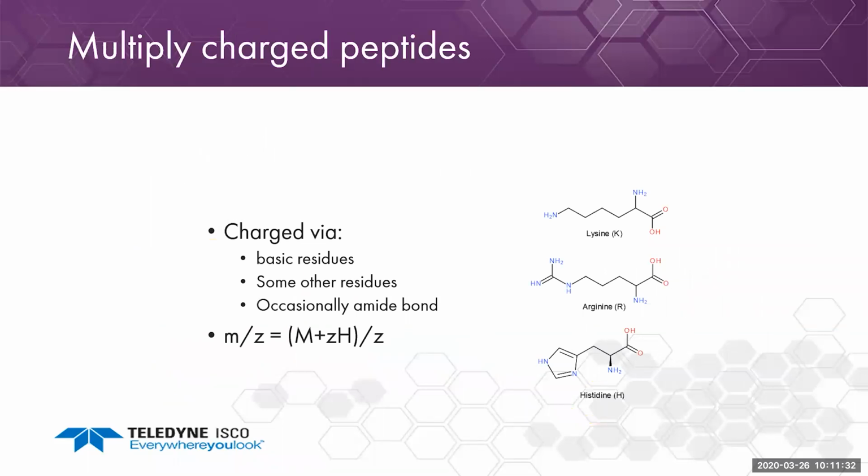These multiply charged peptides are charged via basic residues, your amine groups. There's some other residues that can pick up a proton as well. Occasionally, the amide linkage does as well. And this equation over here allows you to calculate what peaks should appear in a peptide as multiply charged.